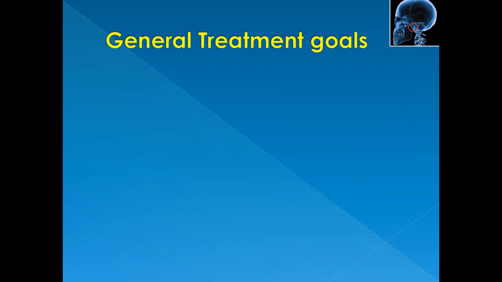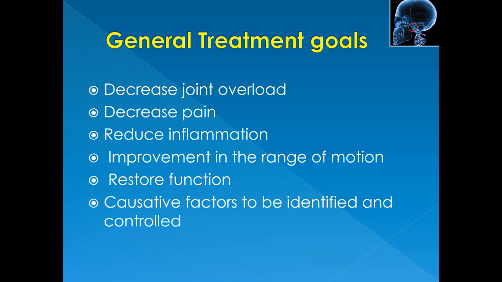Next, coming to the treatment aspect. The treatments for internal derangement can be divided into surgical as well as non-surgical options. But the general treatment goals remain the same, which aim at decreasing the joint overload, decreasing the pain and inflammation, improving the range of motion, and restoring the function, and also causative factors have to be identified and controlled.